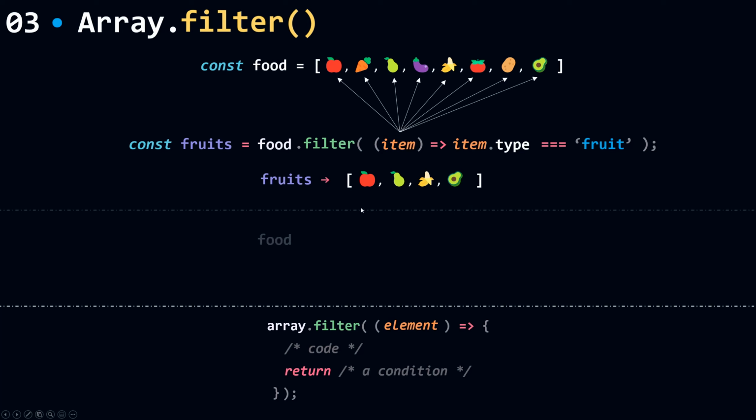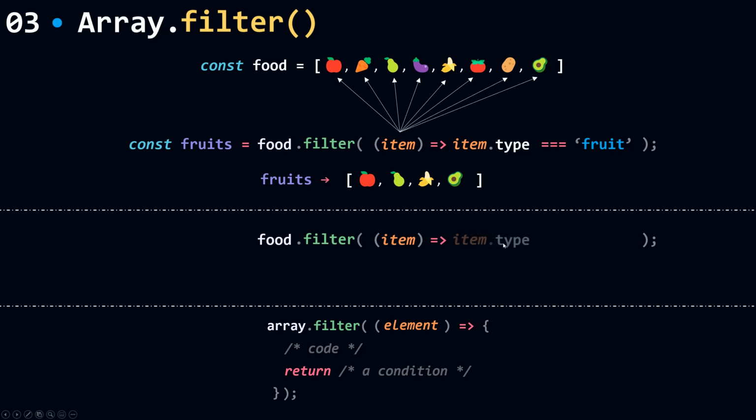Right, now let's see another example. Let's say food filter item, and then item.type doesn't equal fruit. In this case, I'm going to call the array vegetables. So let's go to the first element. It's an apple. Apple.type doesn't equal fruit. This will evaluate to false because this is actually a fruit. So I'm not going to see this item in my array vegetables.